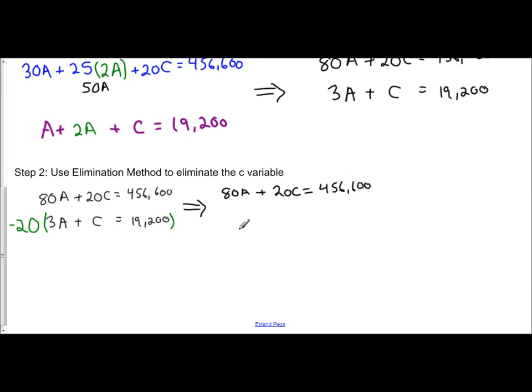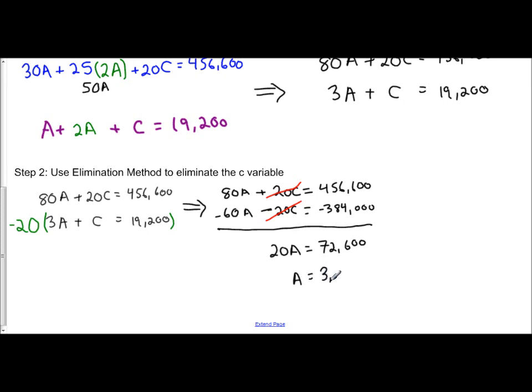equals 456,600. The bottom equation becomes negative 60a minus 20c equals negative 384,000. And so then we add these together. And so our 20c and our negative 20c cancel. 80a minus 60a is 20a. And 456,600 minus 384,000 is 72,600. Divide both sides by 20. A is 3,630. And so there's our A value.